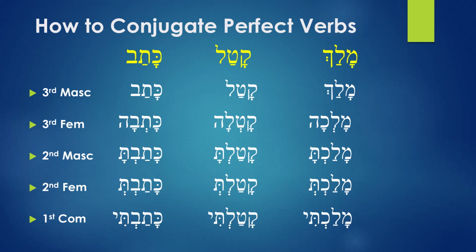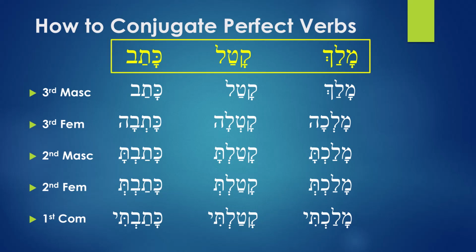And on the screen you have 3 verbs. You have katav. Katav means he wrote. You have katal. Katal means he killed. You have malach. Malach means he ruled. And most of these verbs that you're looking at, you've already covered on the vocabulary. So let's look at how they add suffixes.